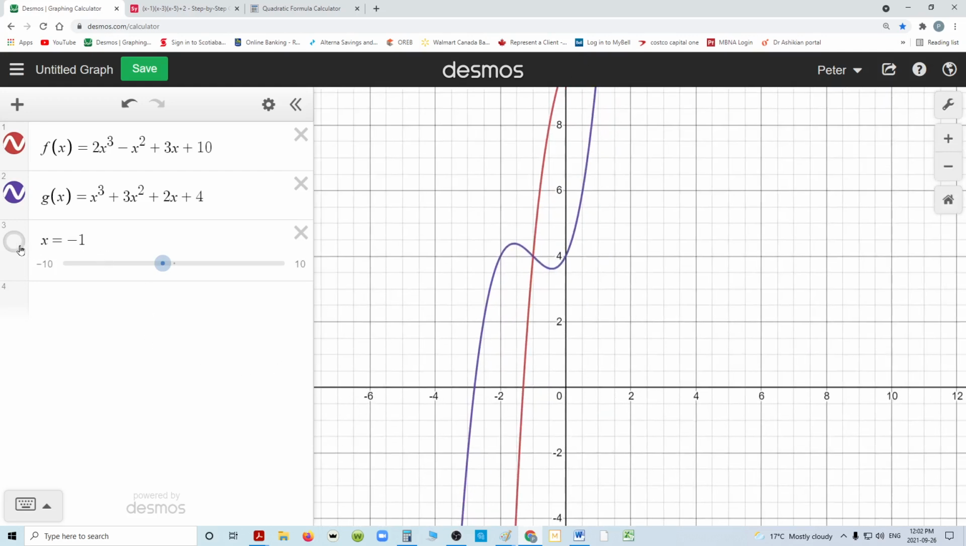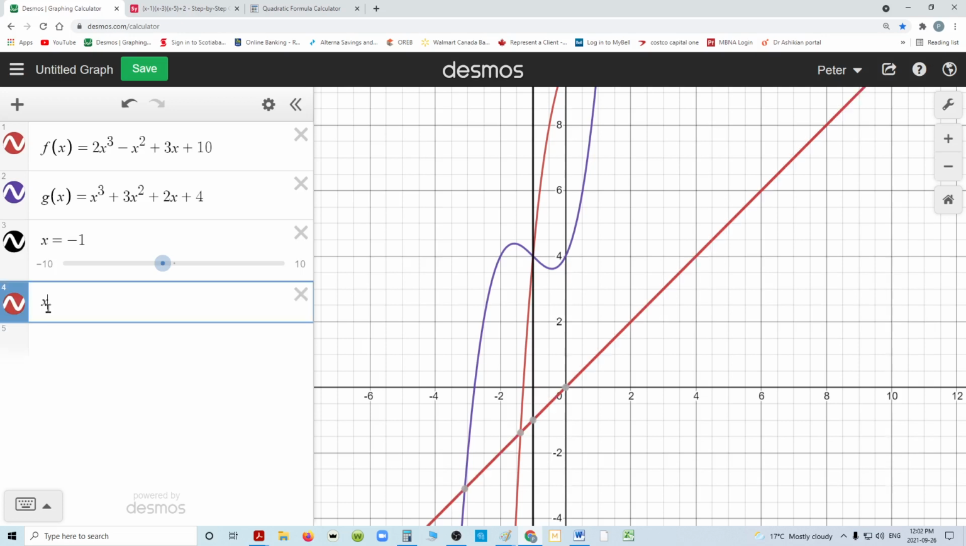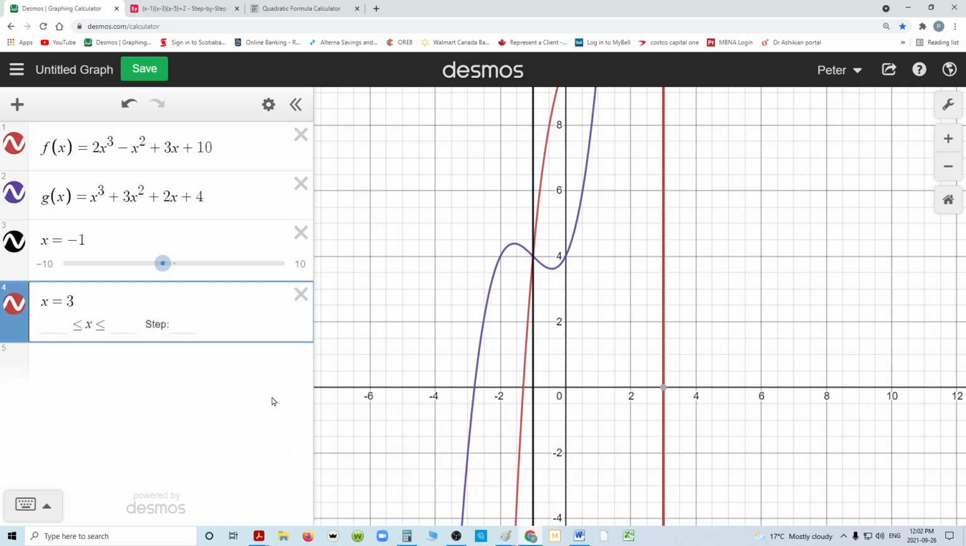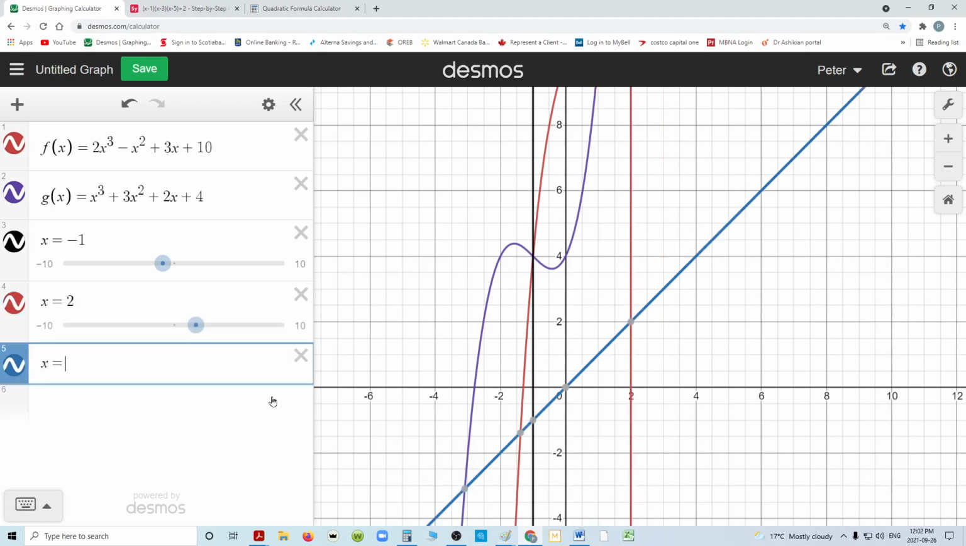It's easier to see if I put in the factors I discovered. X is equal to minus 1, x is equal to, what were the other factors I discovered? Was it 3? I forget the other factor. Oh yeah, it was minus 2, or 2, and x is equal to 3.